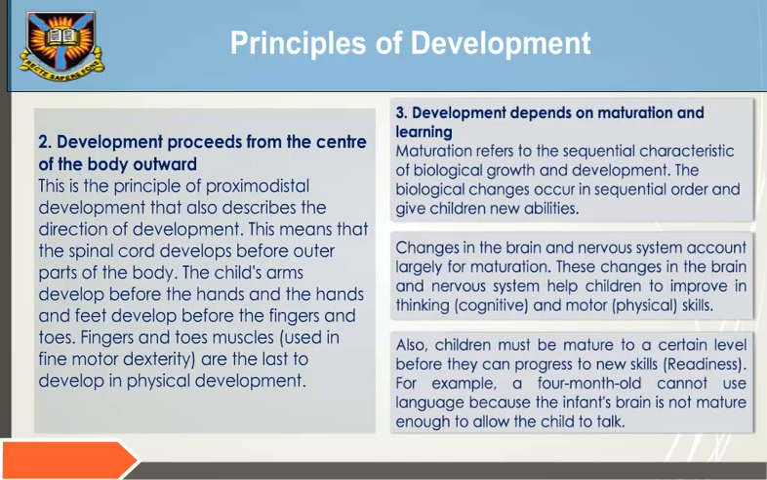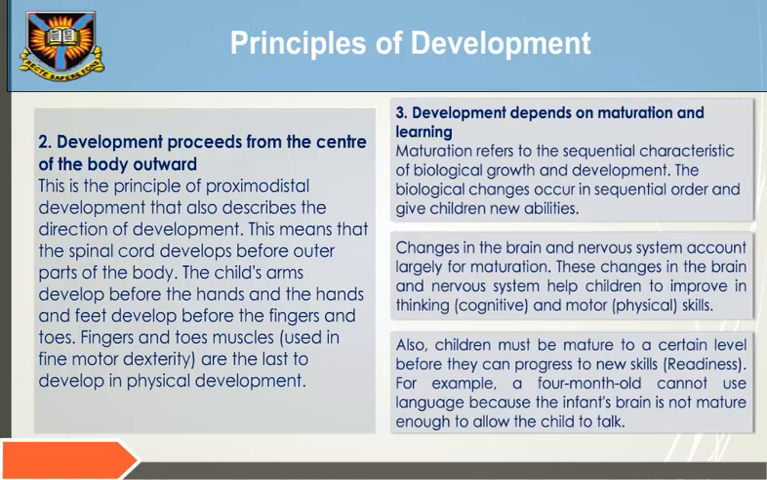2. Development proceeds from the center of the body outward. This is the principle of proximodistal development that also describes the direction of development. This means that the spinal cord develops before the outer part of the body. The child's arms develop before the hands, and the arms and feet develop before the fingers and toes. Fingers and toes, the muscles used in fine motor dexterity, are the last to develop in physical development.